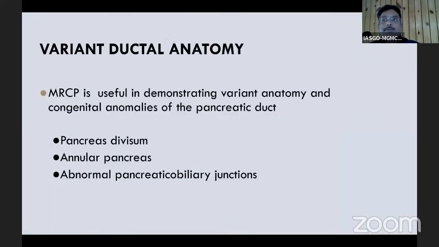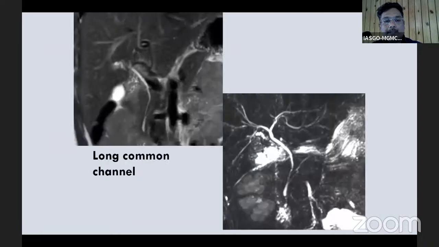Pancreatic pathologies can also be very well evaluated with the MRCP. Pancreas divisum we have already seen, and others are the anomalous pancreatic biliary junction and annular pancreas. This is a case in which there was a long common channel suggestive of the anomalous pancreatic biliary junction.